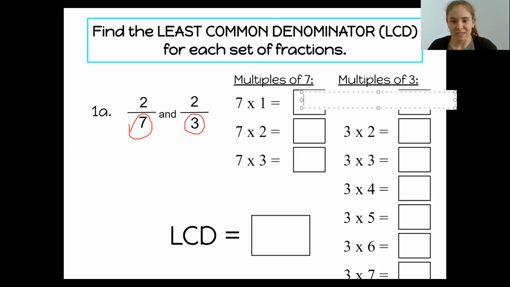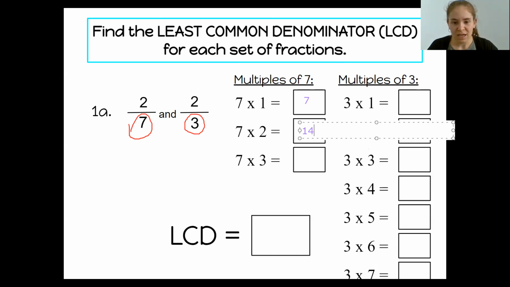I know 7 times 1 is 7. I know 7 times 2 is 14. Oops, 14. I know 7 times 3 is 21. Okay, I'm moving on to the 3's. And as I'm doing this, I can think, well, are any of these multiples divisible by 3? I know 7 can't be divided by 3. I know 14 can't be divided by 3. 7 times 3 is going to be a multiple of both of those. So if I don't find anything smaller than 21, then 21 is going to work.